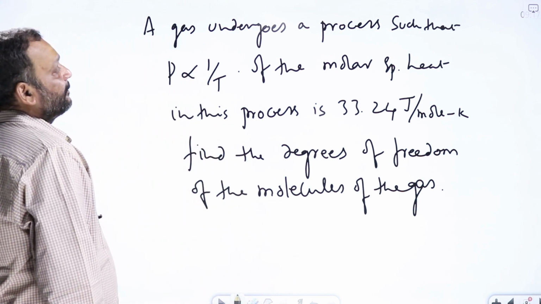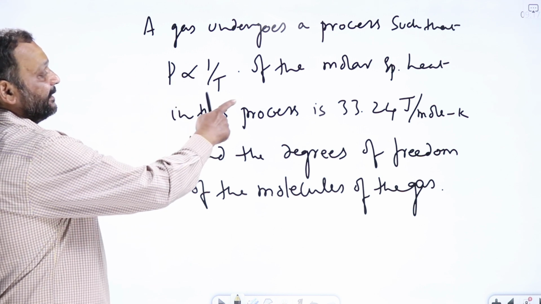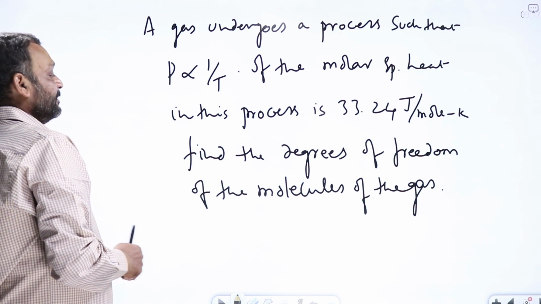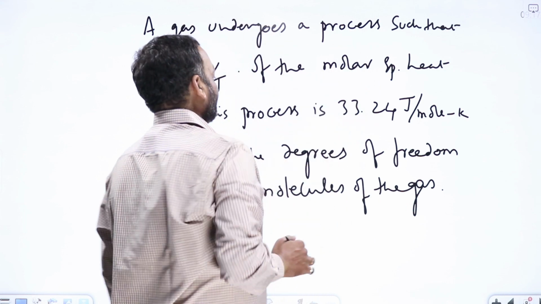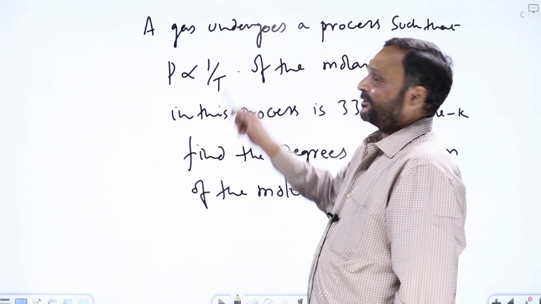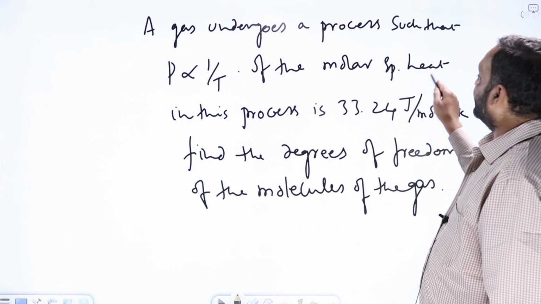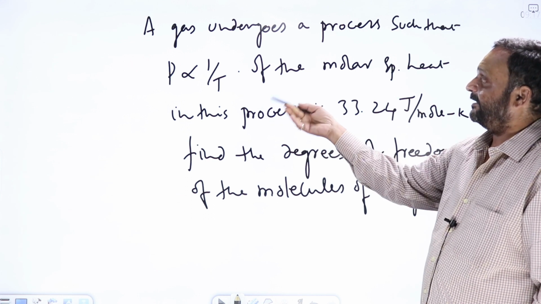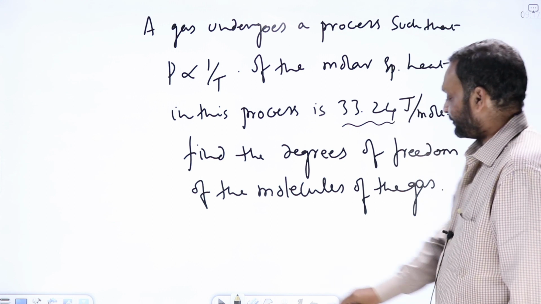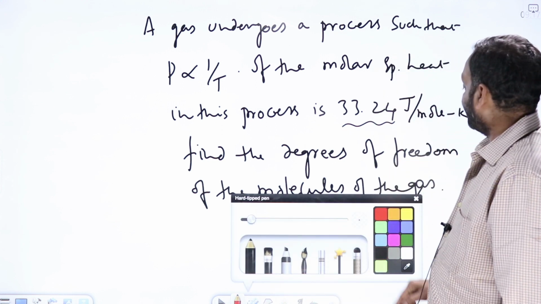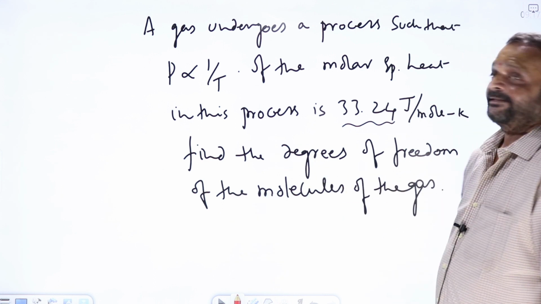A gas undergoes a process such that P is proportional to 1 by T. If the molar specific heat in this process is 33.24, find the degrees of freedom of the molecules of the gas. This problem is nothing but an extension of the previous problem we have seen. There also P is proportional to 1 by T was given. Earlier he asked us to find the C value, now he has directly given us the C value, 33.24 joule per mole Kelvin. Find the degrees of freedom of the molecules of that gas.